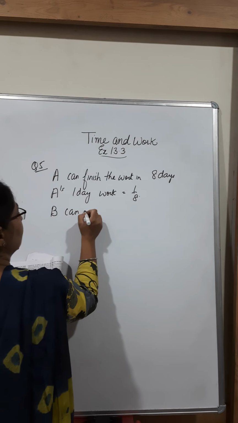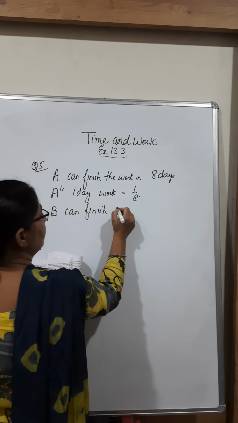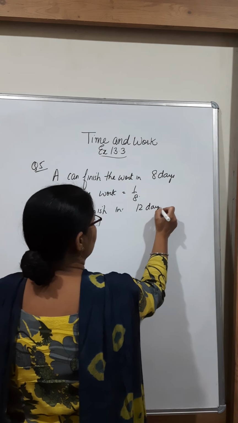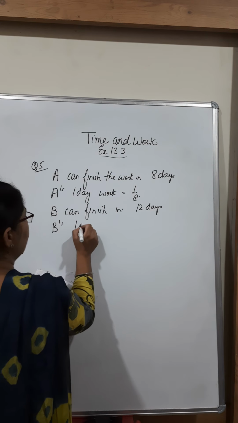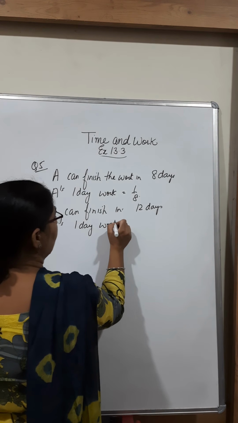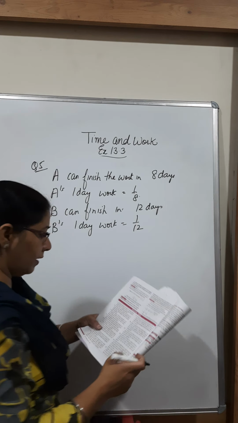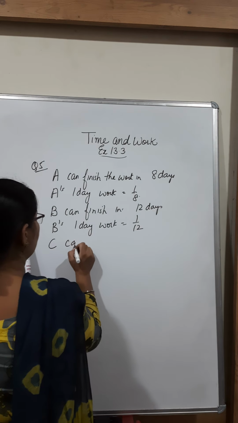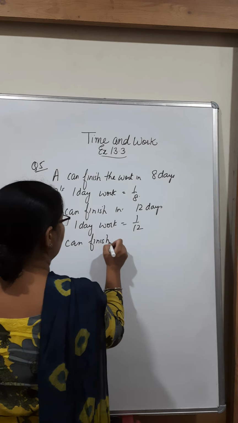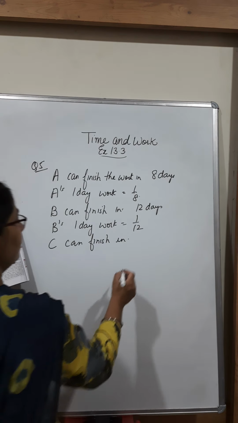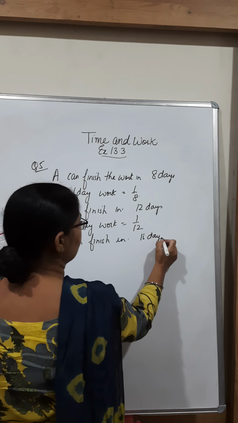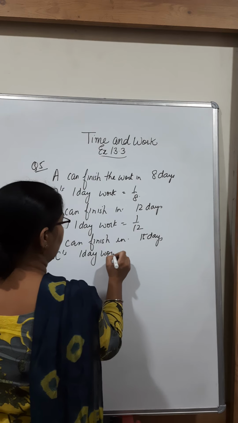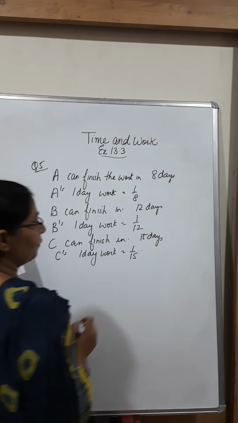B can finish the same work in 12 days. So B's 1 day work will be the reciprocal of 12, which is 1 by 12. Now we have the third person C. C finishes the same work in 15 days. So C's 1 day work will be equal to 1 by 15.